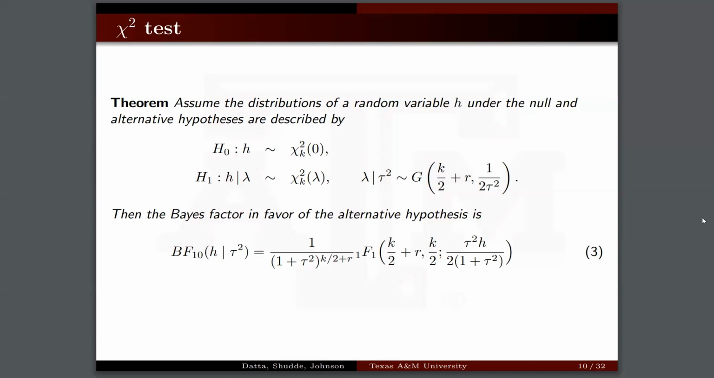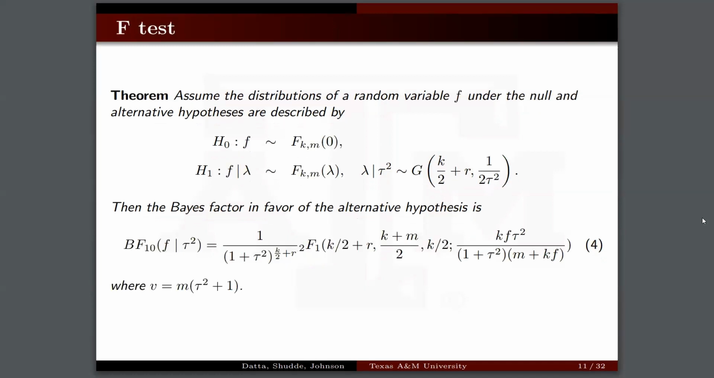Negligible mass at 0. With the alternative prior, we get this Bayes factor, which is also a function of the tau square. And the reason I'm mentioning this is because later on we will see we express these tau square as a function of the effect size. And since these Bayes factors are functions of tau square, they will become functions of the effect sizes.